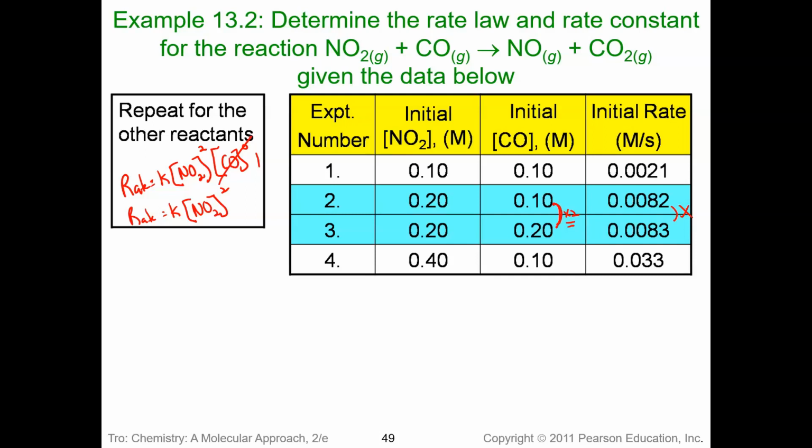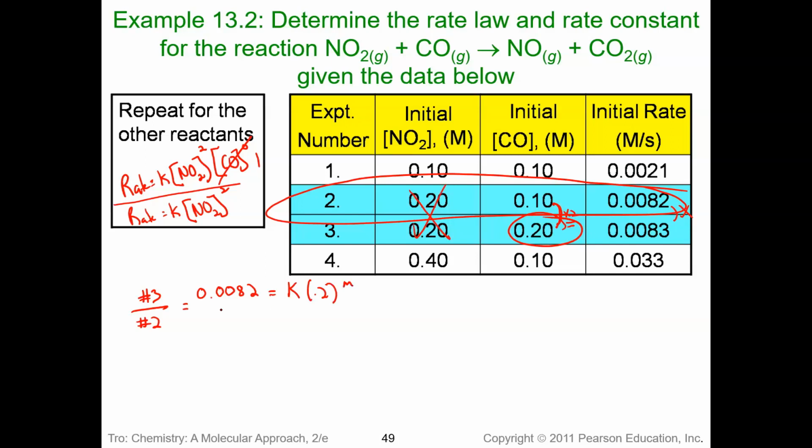But let me just do it with the math one more time so you can see how this works. So I'm going to do experiment 3 over experiment 2. I'm just writing my whole rate law: 0.0082 equals K times 0.2 to the M. And I'm not even going to write the CO term this time because I showed you how it just disappears. Over experiment 3. Sorry, you do 3 over 2.